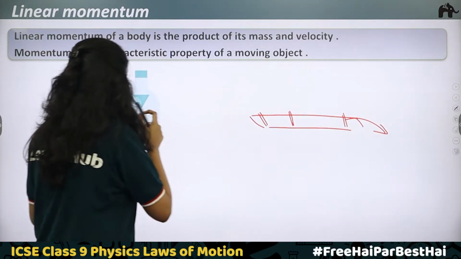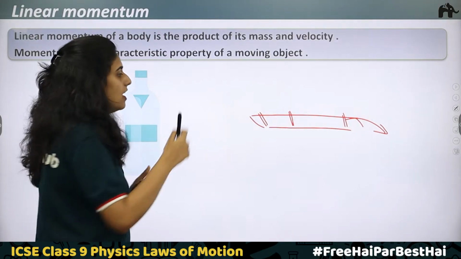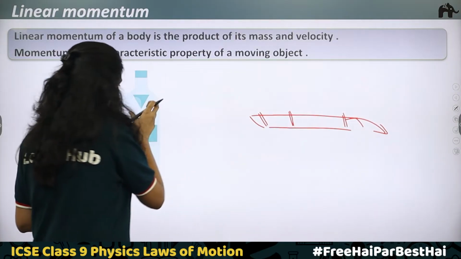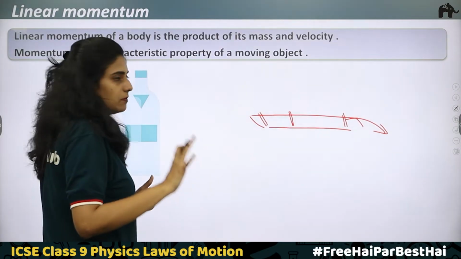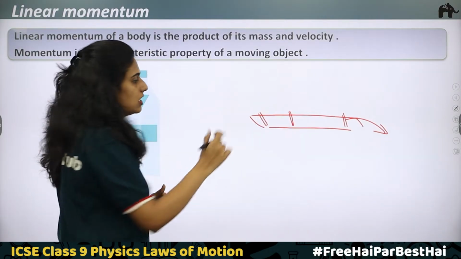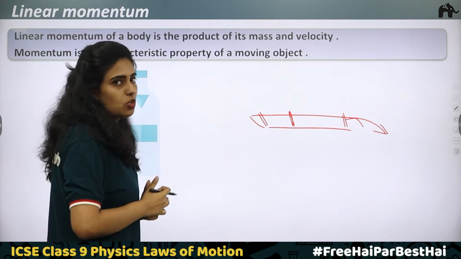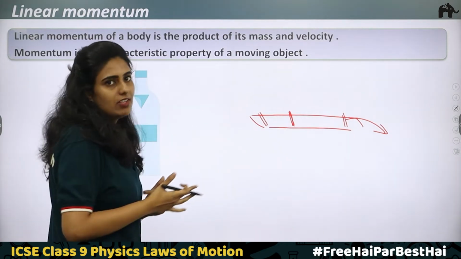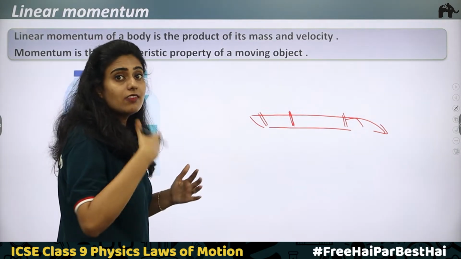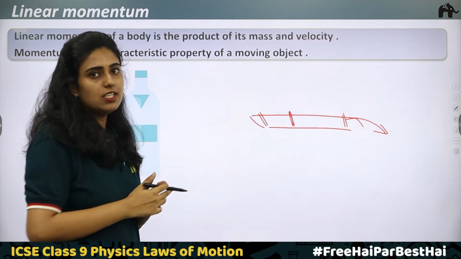Now you are taking the same empty bottle and applying two different forces. The same bottle is used, which means the mass is the same. When you first apply a smaller force, it will move up to here. When you apply a greater force, the velocity will increase. When force increases, velocity increases and it can move a greater distance and fall off the table.